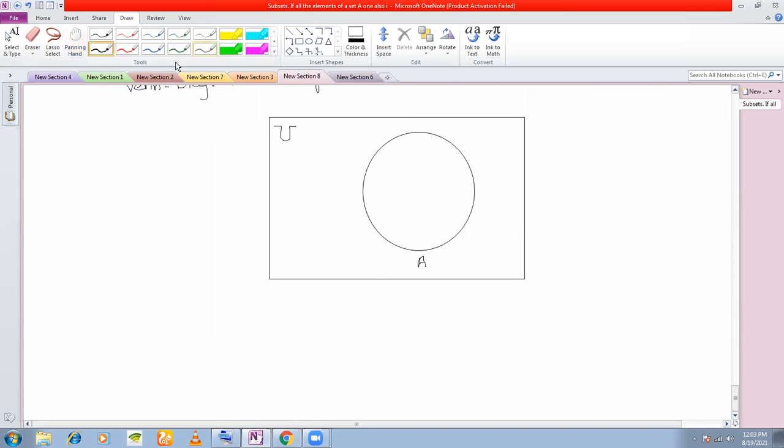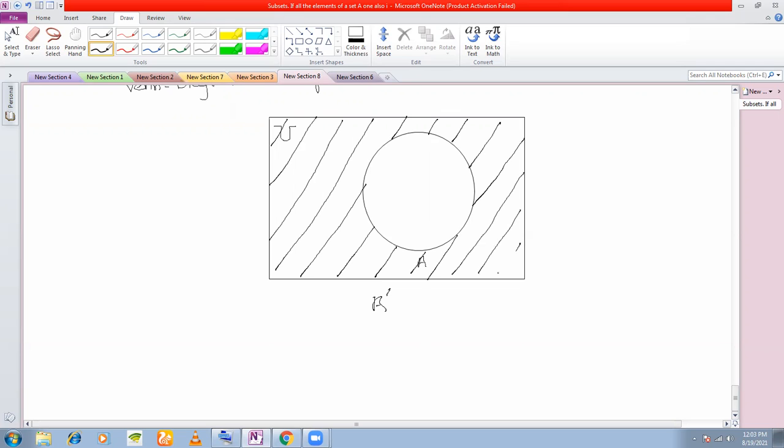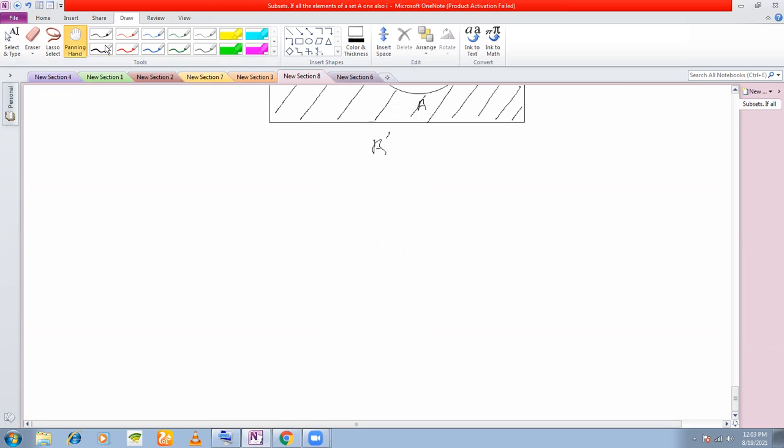Anyway, if you want to represent A complement here, this is A complement. A complement will be all those elements that are there in the universal set but not in A. Okay, this is the complement. Now we come to the most important thing, which is called the properties of complementation.